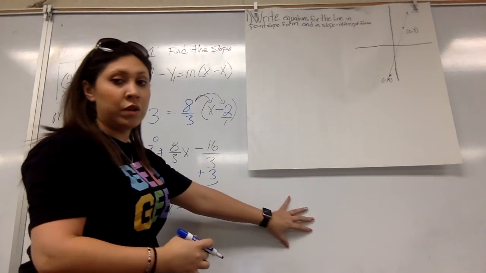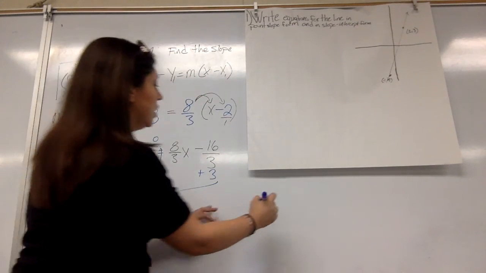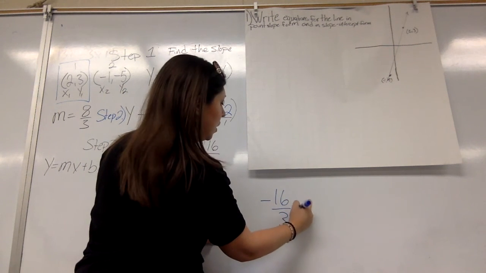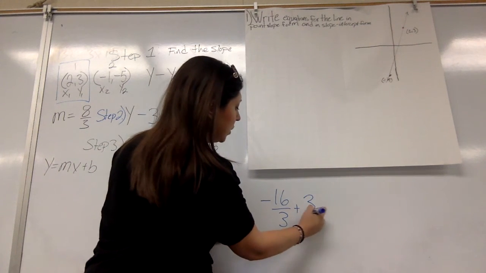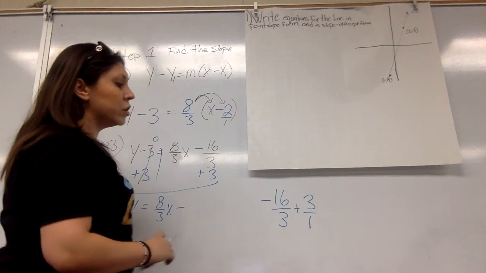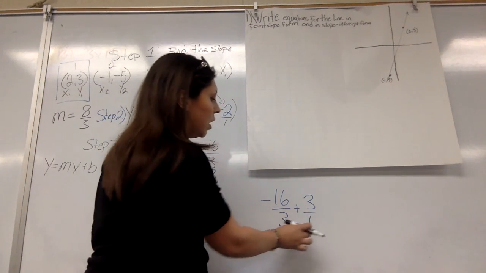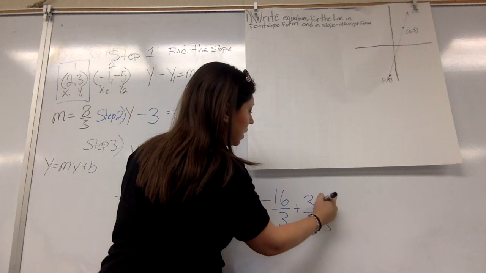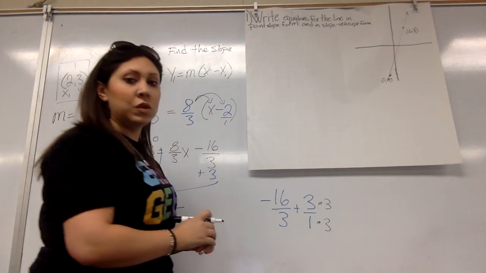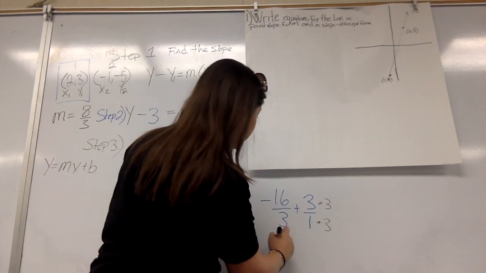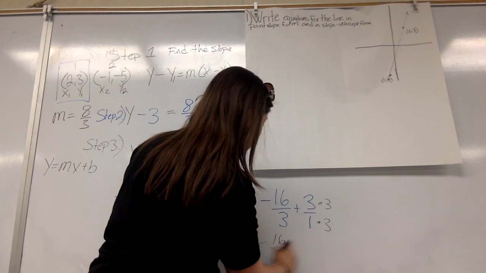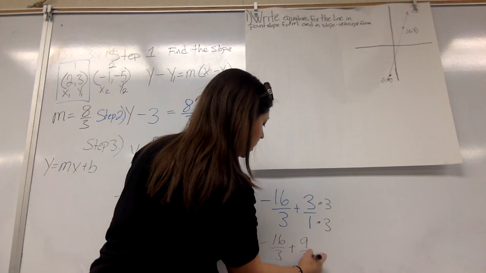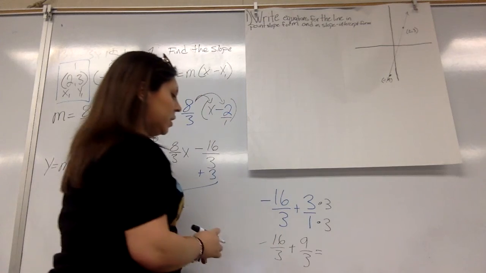So I'm going to do the math over here. So I have negative 16 over 3 plus 3. I'm going to put this over 1. In order to add fractions, I need to have the same denominator. So since I need a 3, I need to multiply 1 by 3. And whatever I do to the bottom, I have to do to the top. So I get negative 16 over 3 plus 3 times 3 gives me a 9 over 3 times 1 gives me a 3. Now I can subtract.